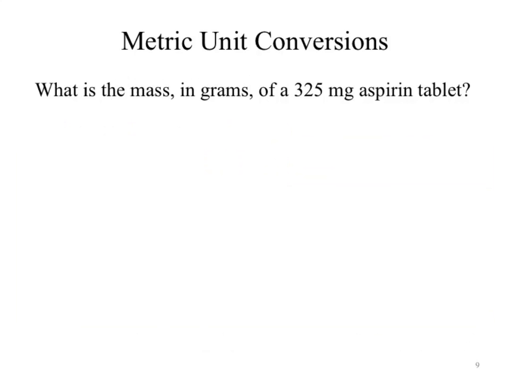Okay. What is the mass in grams of a 325 milligram aspirin tablet? So if we break it down, where do we start? If you're an optimist. If you're a pessimist, you probably already left. Start with our equals. What's our answer going to be in? Grams. It's okay. Do we know anything to start with? 39. We know we have 325 milligrams.